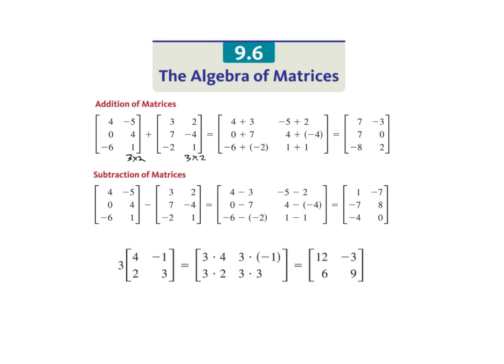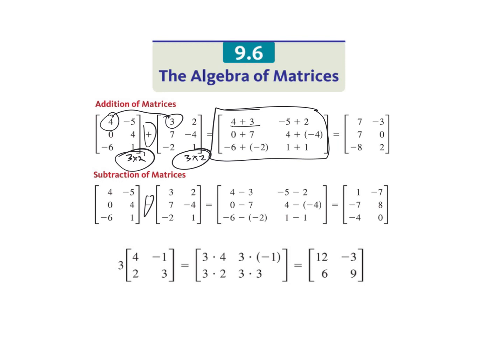Okay, so if you're adding or subtracting, they have to have the exact same dimensions, but not the case if you're multiplying. We'll talk about that in a second. So when you're adding and subtracting, you just take the entries in the same positions and add them together, which is what all of this is right here. So the 4 and the 3, those are added together, and then you would go to the -5 and the 2 and add those together. That's right there, and you just keep going. That's pretty self-explanatory. Then we have a scalar, 3 times a whole matrix. Well, you're just taking 3 times every entry that you have here.